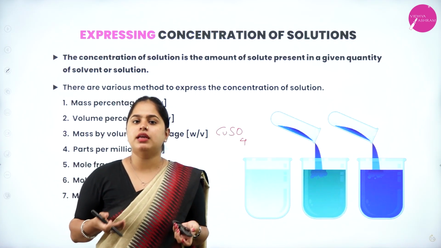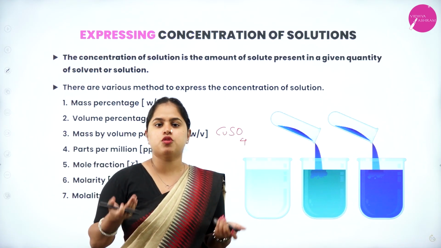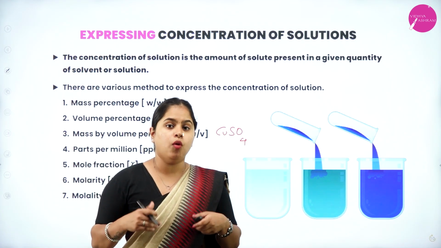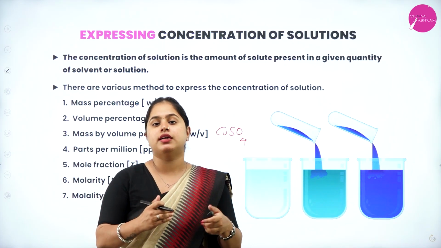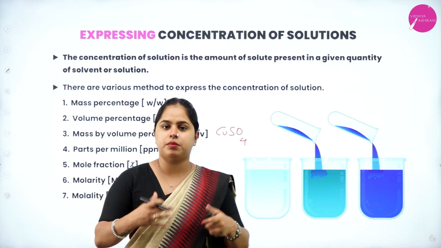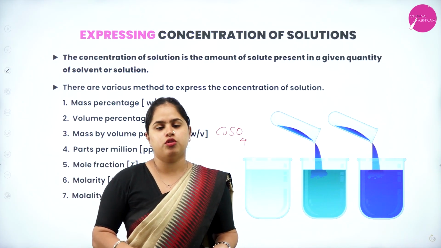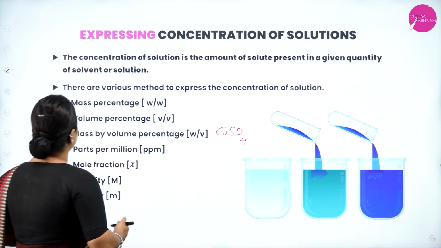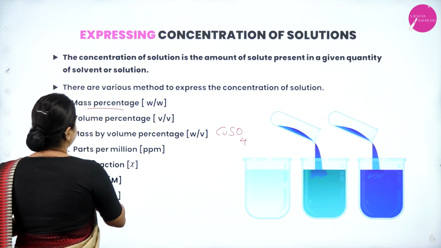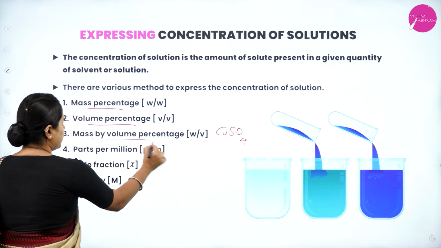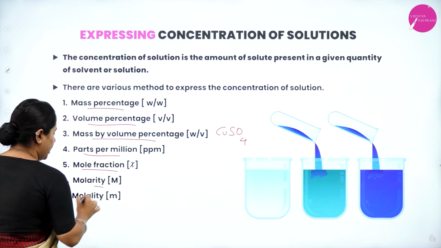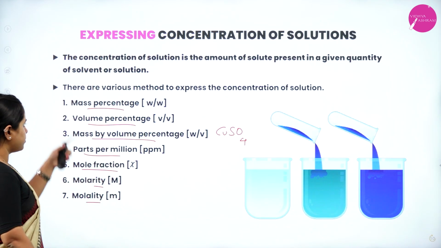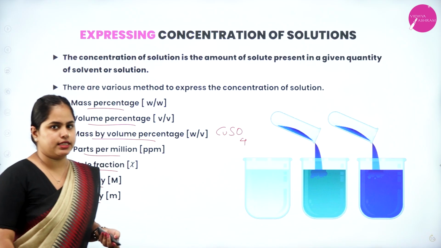But it is not the case with all solutions. All the solutions will not be colored, right? Then how do I determine the concentration of a solution? So there are various methods in which we can determine the concentration of the solute. That means how much amount of solute is present, right? So the different methods are mass percentage, volume percentage, mass by volume percentage, parts per million, mole fraction, molarity and molality. So the first three we'll be discussing in this session, right?